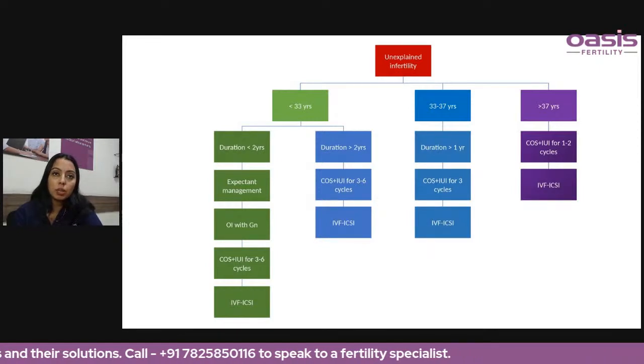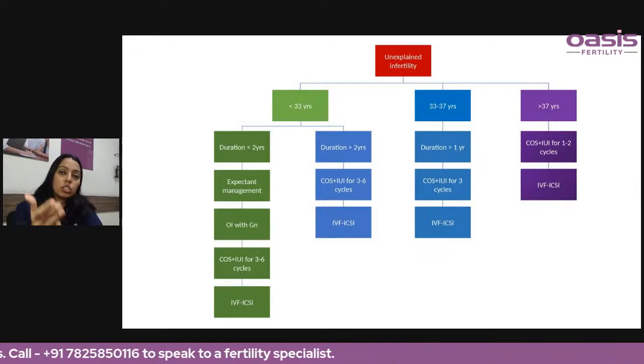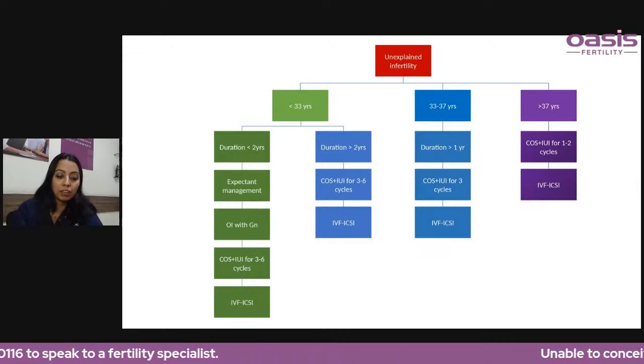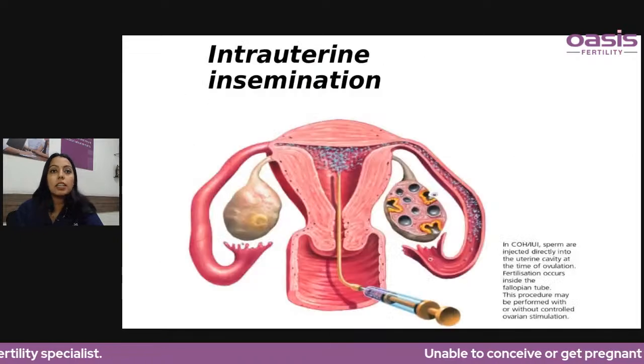Why have we reduced the number of IUIs to less than 6, to just about 2 to 3, before moving on to an IVF in this particular age group? This slide will tell you.